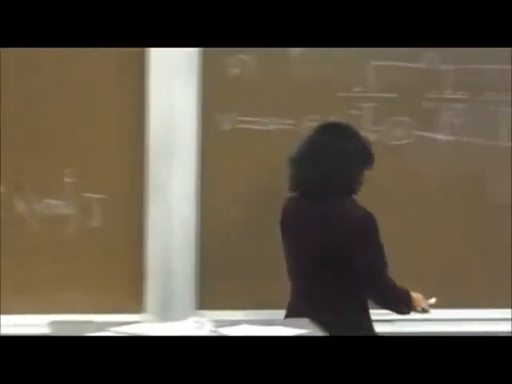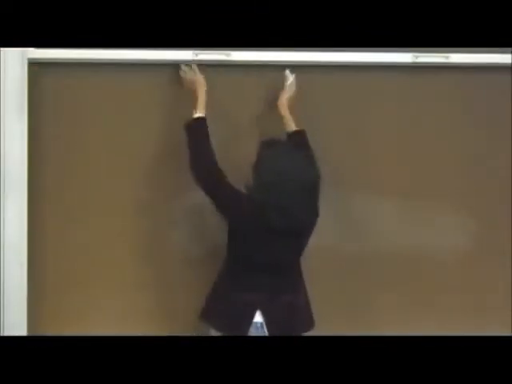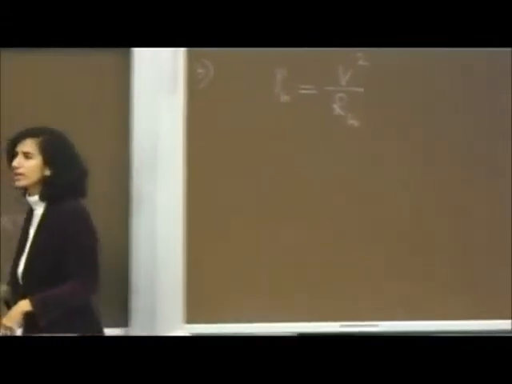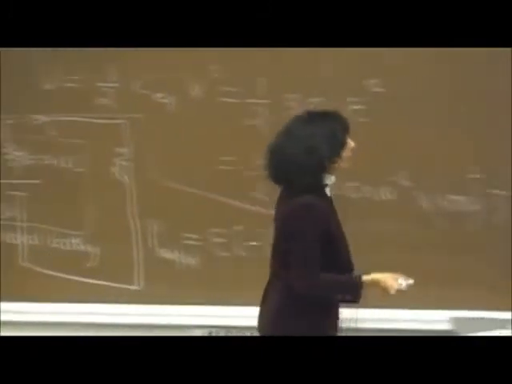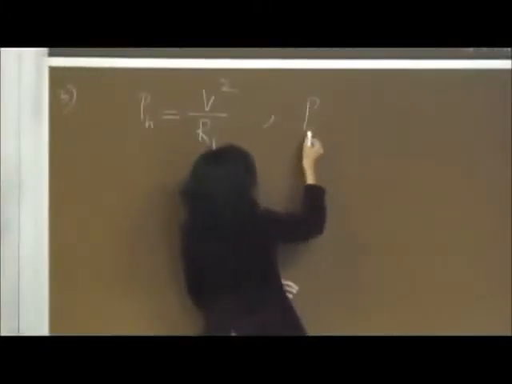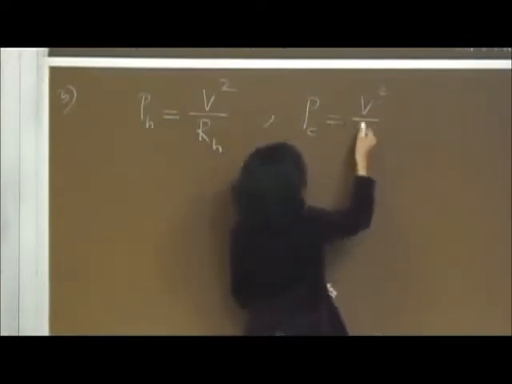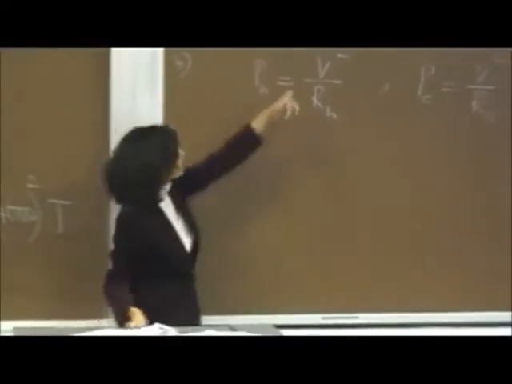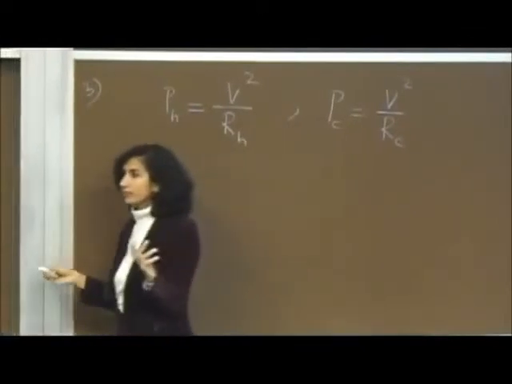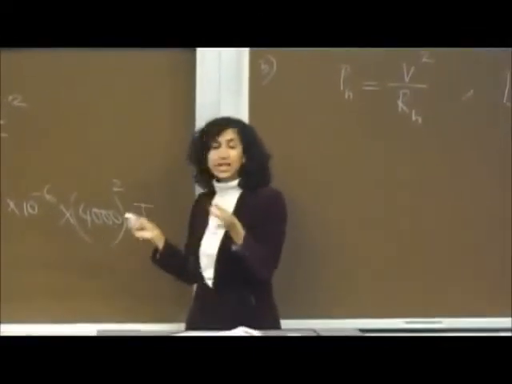First of all, we know that the power dissipated for the hot case, remember the voltage is the same, will be V squared divided by R hot. Remember, power can be written as I squared times R or V squared divided by R. Both are equivalent. Similarly, the power dissipated for the cold case will be V squared divided by R cold. Isn't that true? You have been told that V is the same in both cases.